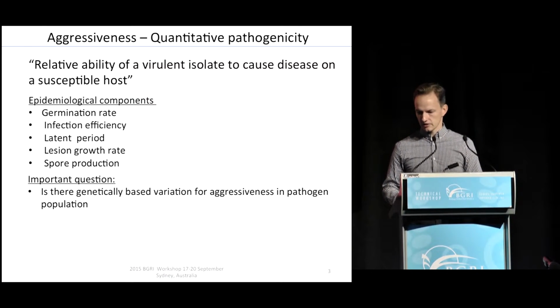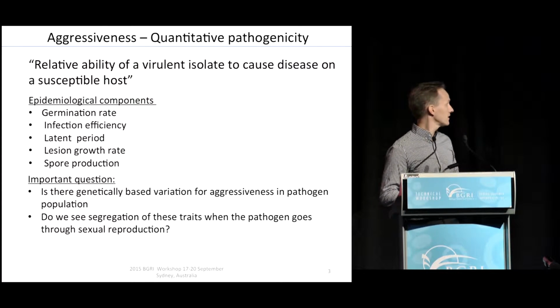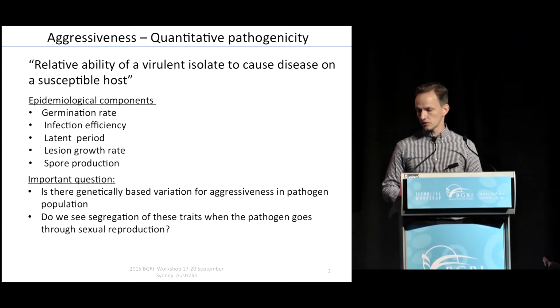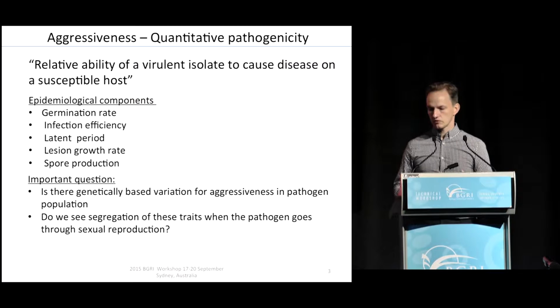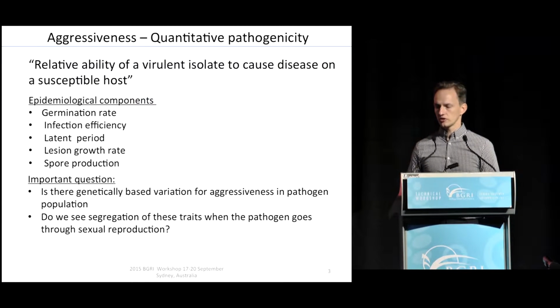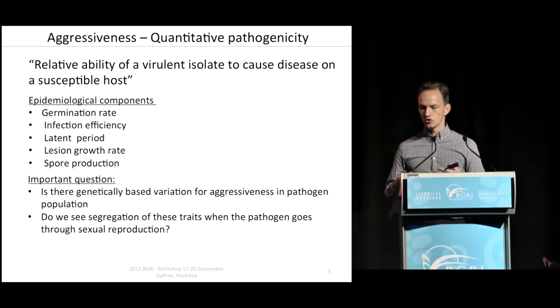And then the second question, do we actually see segregation of these traits when the pathogen goes through sexual reproduction? Now, this question is, of course, very important in order to understand how sexual reproduction is able to shape populations.